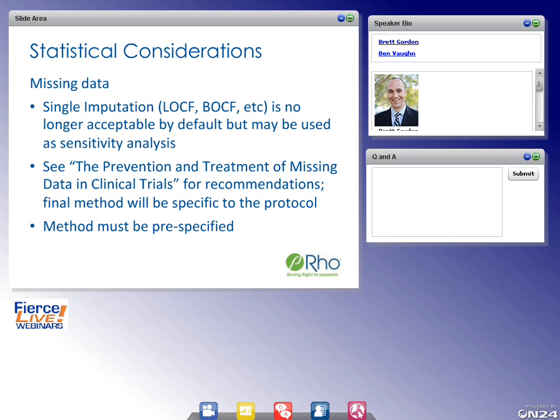Certainly avoid single imputation. Mixed models, multiple imputation, pattern mixture, selection models are recommended. Responder analysis, as I mentioned, is a way to bypass this. But the real difficulty is the method must be pre-specified. And the methodology that gets around data that are not missing at random can be rather hard to pre-specify.